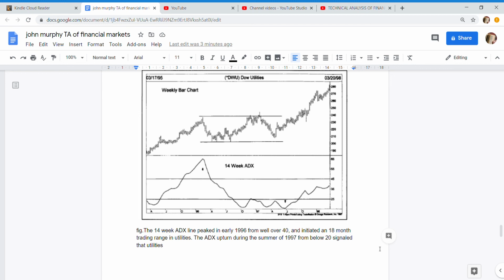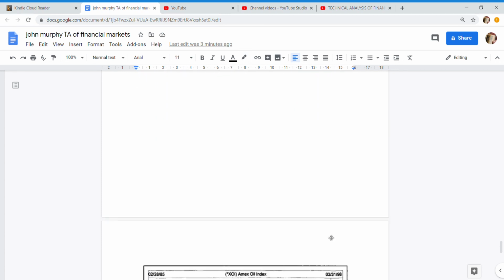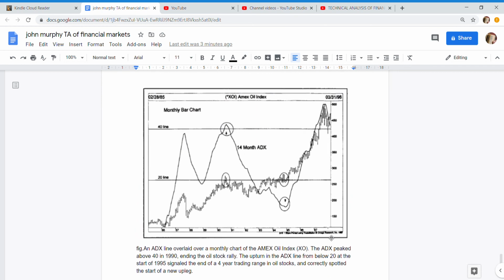An ADX line overlaid over a monthly chart of the Amex Oil Index, XOI. The ADX peaked above 40 in 1990, ending the oil stock rally. The upturn in the ADX line from below 20 at the start of 1995 signaled the end of a 4-year trading range in oil stocks, and correctly spotted the start of a new up leg.